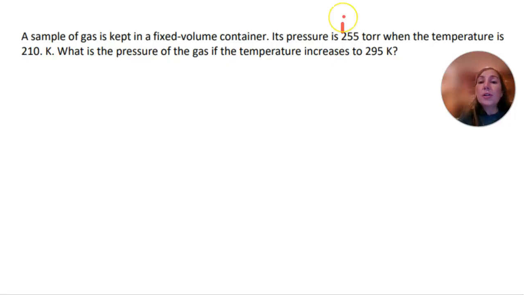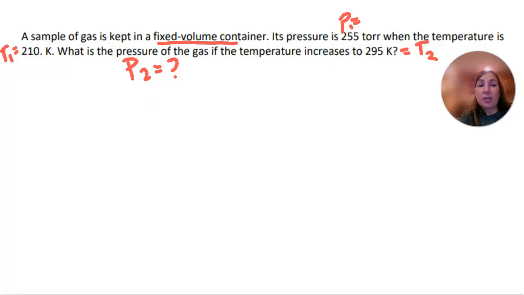Okay, pressure of 255 torr, that'll be our P1. Temperature of 210, that'll be our T1. And then it says, what is the pressure? So we don't know P2. And the temperature increases to 295 Kelvin. That's our T2.